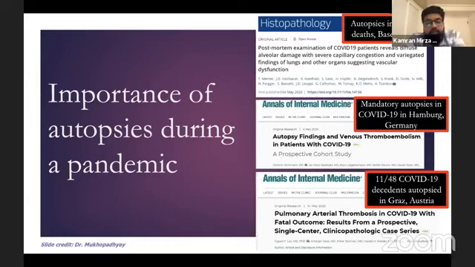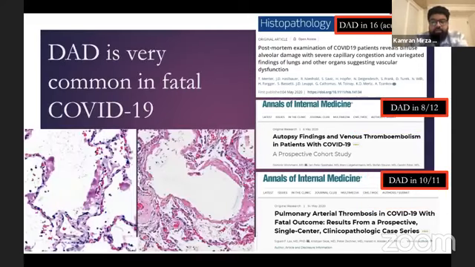In Hamburg in Germany, where they have mandatory autopsies, the autopsy findings were of venous thromboembolism, which again is a very important feature of this disease, as we're discovering more and more. And in Graz, Austria, 11 of the 48 COVID-19 decedents were autopsied, and they showed pulmonary arterial thrombosis in those patients that had a fatal outcome, in a prospective single-center clinical pathologic case series.